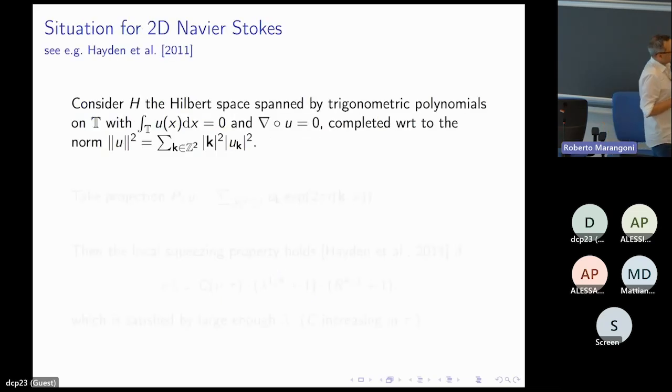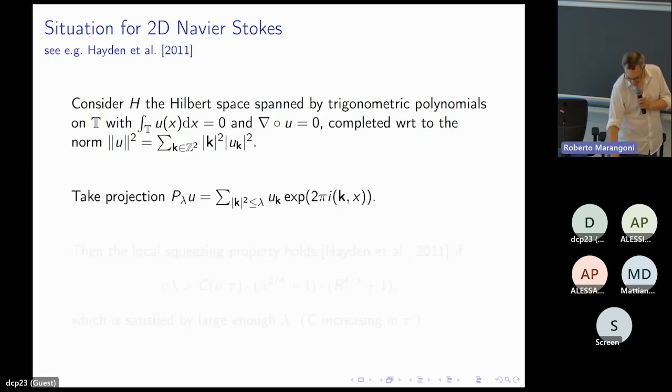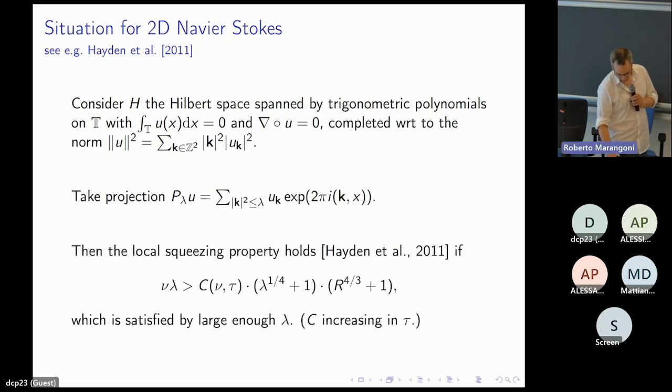The specific situation for 2D Navier-Stokes is the following. As a Hilbert space, we just use trigonometric polynomials, and there's no mean flow, and this is divergence free. This is the usual setup for 2D Navier-Stokes. And as the operator P, we take the projection, as I said already, onto the large scale features. Then the local squeezing property holds. This is not, as I said, proved by us, but you can glean this from a paper by Hayden, Olson, and Titi.